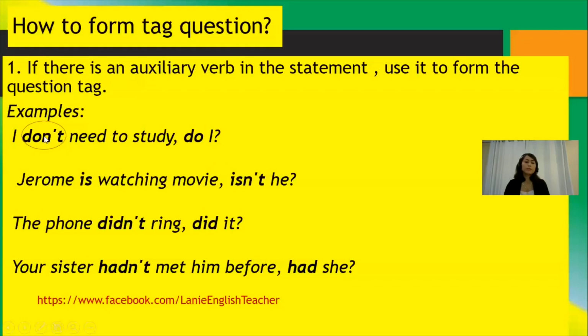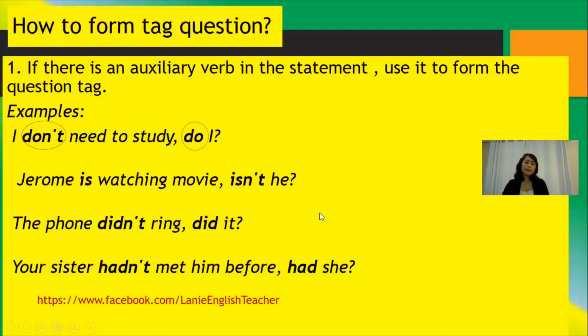Now, do here is an auxiliary verb, primary auxiliary verb. Now, since it is negative, remember the rule for negative statement, you have to use a positive tag. Since it is negative here, we make it positive in the question tag, so it becomes do. All right, so your tag question will be do I. So again, let me read to you the statement. I don't need to study, do I?